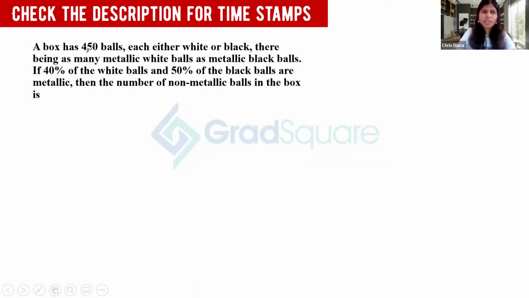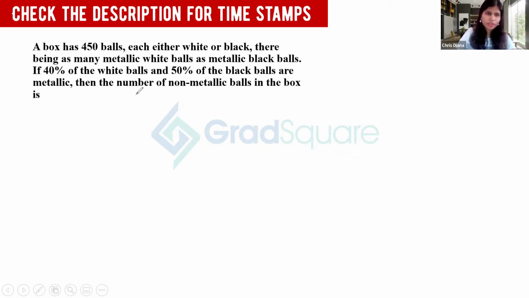A box has 450 balls, each either white or black. So there are only two kinds of balls here. The color is either going to be white or it's going to be black. There being as many metallic white balls as metallic black balls. So far, data about metallic white balls and metallic black balls has been given. So let me read further.